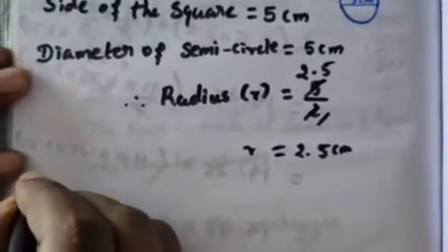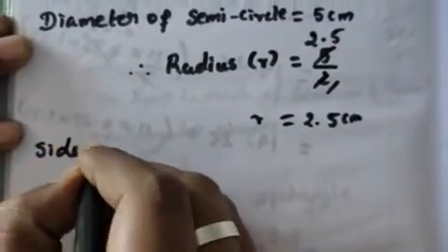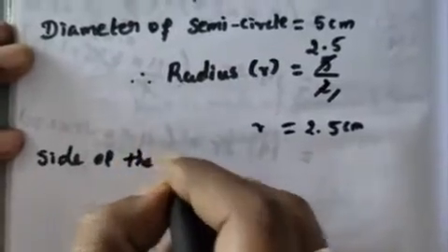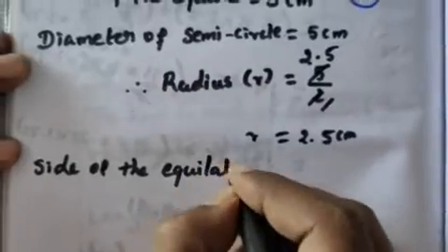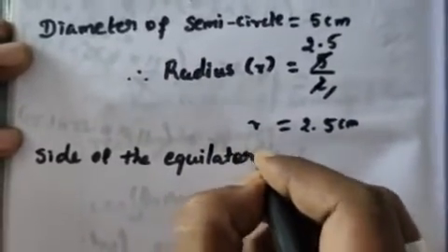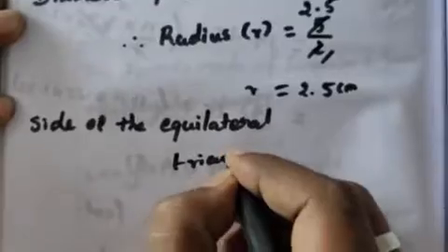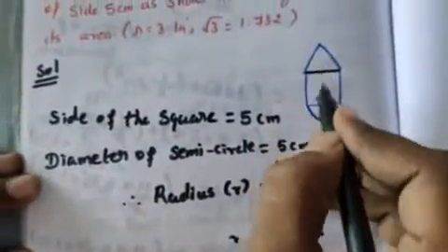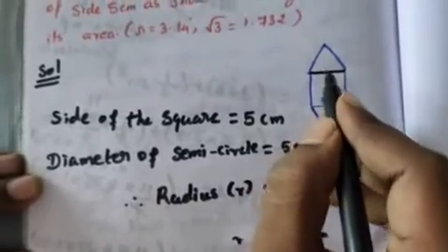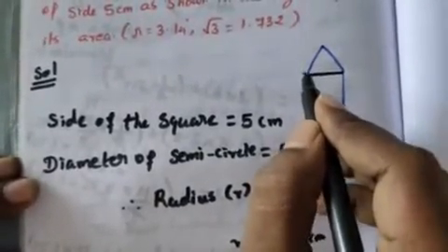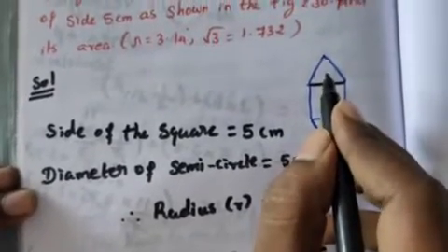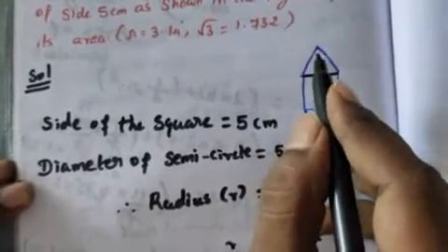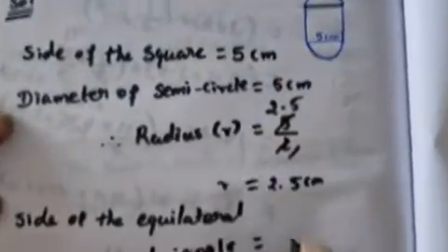Then side of the equilateral triangle is equal to 5 centimeter. Why? Because the breadth of the triangle coincides with the square. One side of the square is the breadth of the triangle, and the triangle is an equilateral triangle. Therefore, the side of the triangle is 5 centimeter.